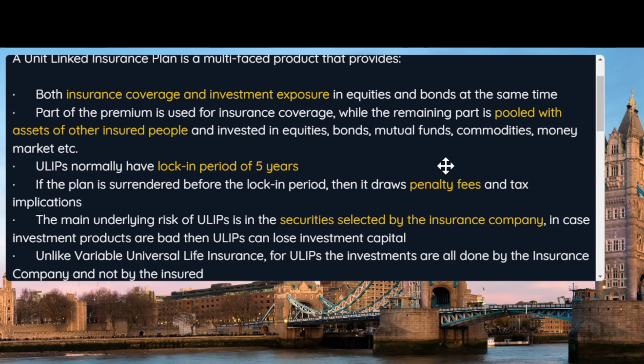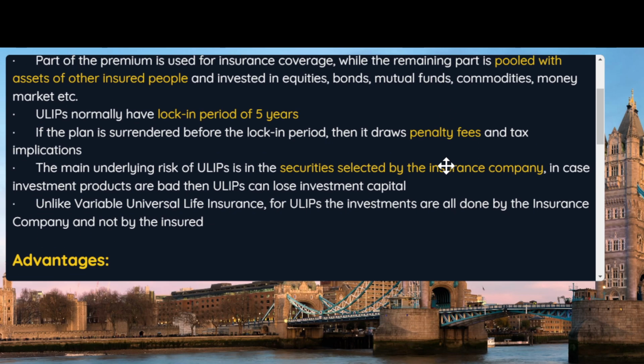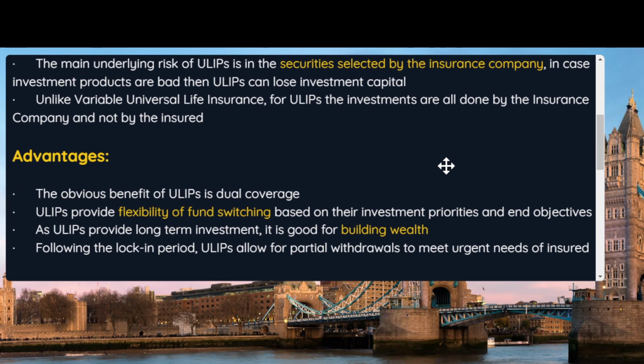So unlike variable universal life insurance, which we have seen, where the insured person has the entire independence of selecting which financial product your money is getting invested in, in ULIP that decision is being taken by the insurance company. So the insurance company is investing your money in the different financial products. You don't have to take up that headache in ULIP, right? So those are the features of ULIP.